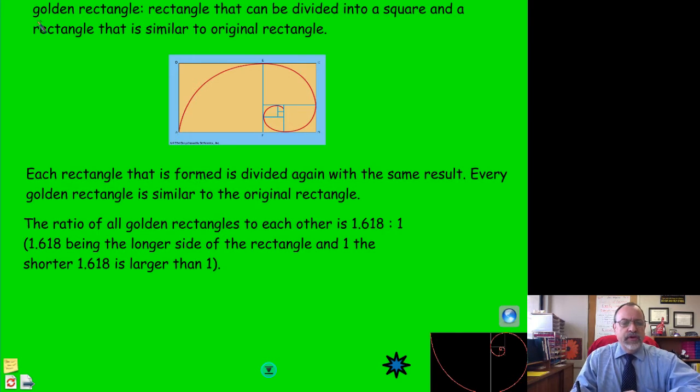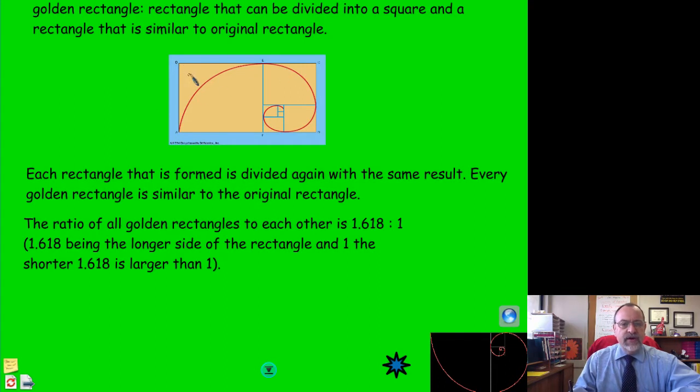And so this ratio comes from the golden rectangle, and a golden rectangle is a rectangle that if you were to take that rectangle and divide it into a square and then a rectangle left over, the smaller rectangle would be similar to the original.